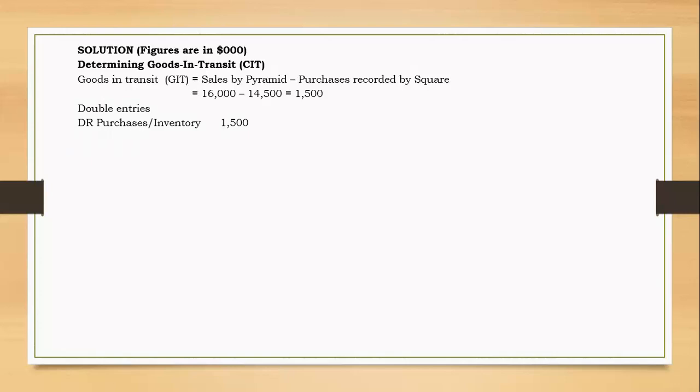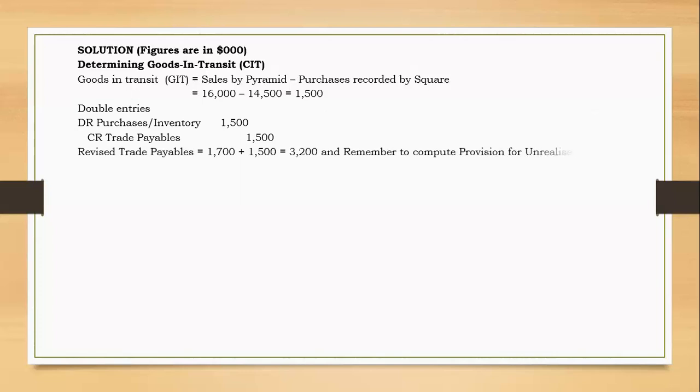So we say that it should go to inventory, so it's a purchase, but it also goes to the inventory count. And we also record the trade payables, because if Square had bought goods from Pyramid on credit, then there would actually be a trade payables balance, right? So 1,500, and that's all. So what would be your revised trade payables?